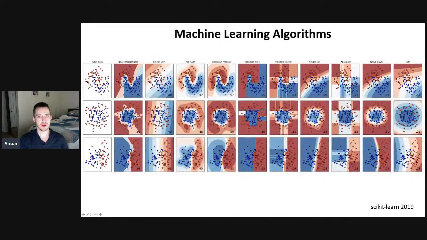There are a bunch of different machine learning algorithms besides neural networks. For example, linear support vector machines are very popular machine learning methods, random forest is widely used, and so are decision trees. As you can see, they approximate our hyperplane slightly differently.